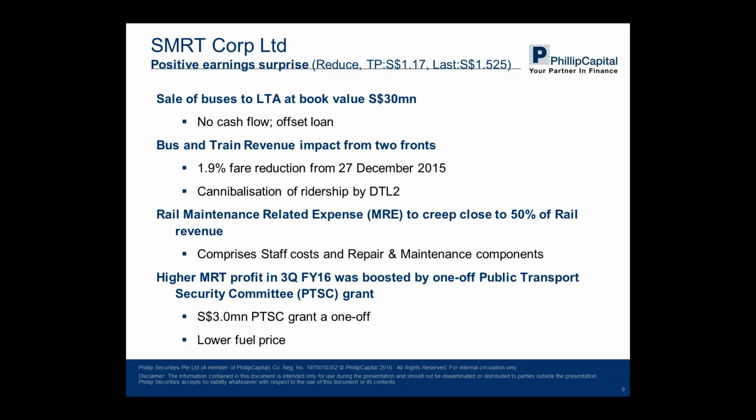For rail maintenance related expenses, this is expected same as the previous quarter. This is expected to creep close to 50% of rail revenue. So to elaborate a bit more about this rail maintenance related expenses, this comprises staff costs and repair and maintenance components. So the last bullet point on this page, I've already spoken about it in the previous slide. For the higher market profit in the quarter, this was boosted by the one-off grant.